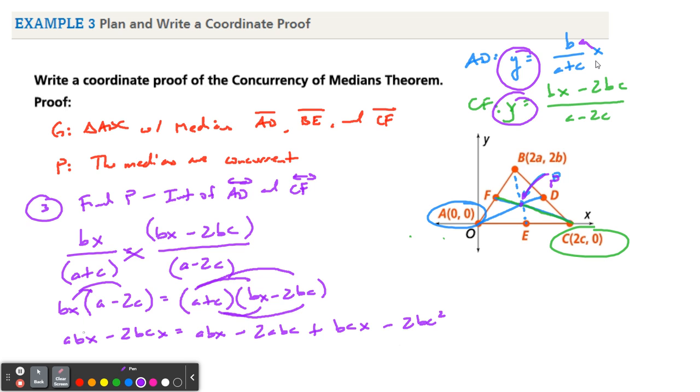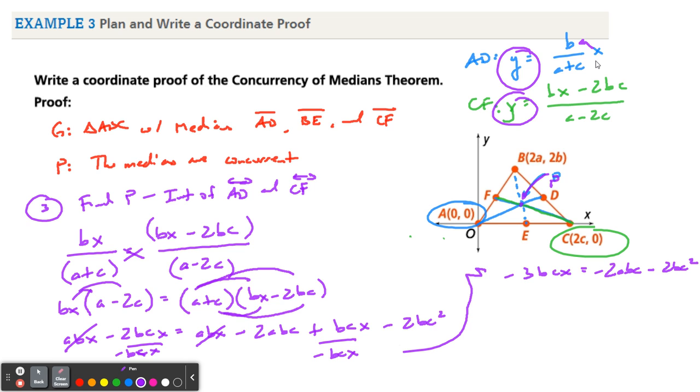Okay, so first and foremost, the abx's cancel. And then I do have some like terms here and here, and I do want to combine my x terms. So let's subtract bcx on both sides. So I'm going to do that right here. So what I get is negative 3bcx equals negative 2abc minus 2bc squared. Okay.